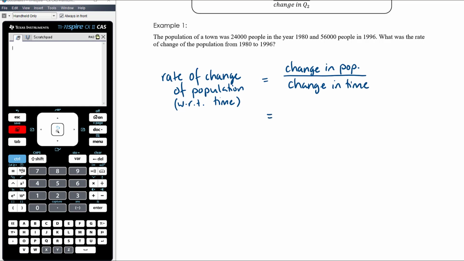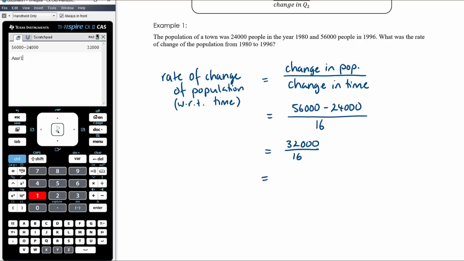Okay, so in this case, the change in the population, it was 56,000 minus 24,000 over the change in the time. So from 1980 to 1996 is 16 years. Okay, so what have we got? 56,000 minus 24,000. Hopefully most of you can do that in your head, but just to confirm, so we've got 32,000 over 16, which is going to divide nicely, so that is 2,000.